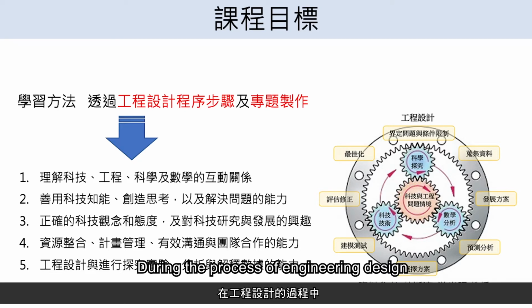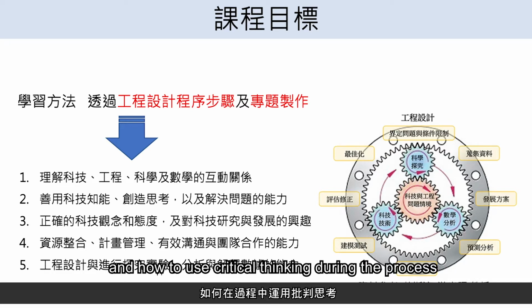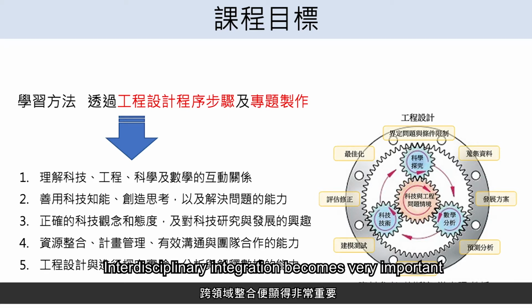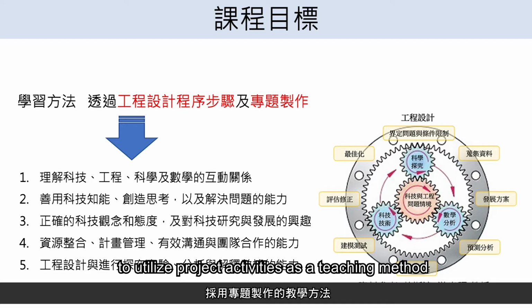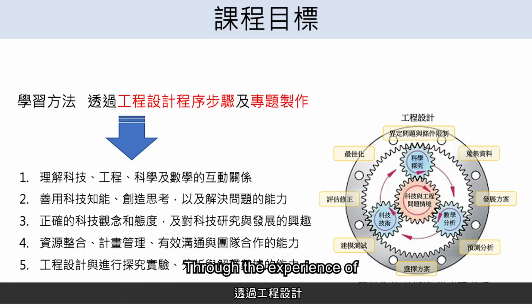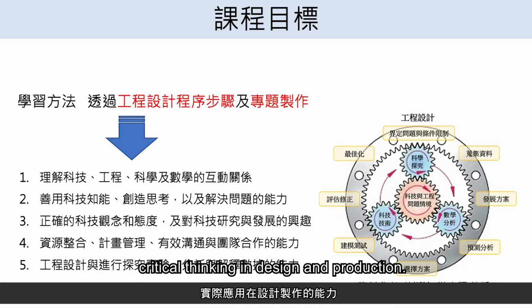During the process of engineering design, critical thinking is an essential skill. Therefore, engineering education emphasizes design thinking and how to use critical thinking during the process. Interdisciplinary integration becomes very important. Therefore, this course is designed to utilize project activities as a teaching method through the experience of practical engineering design procedures, to improve students' abilities of implementing critical thinking in design and production.